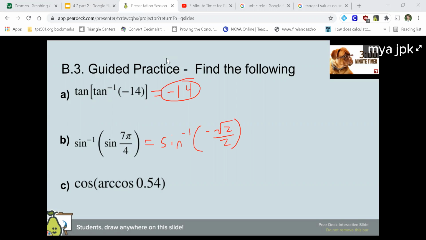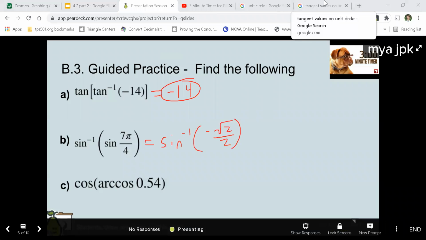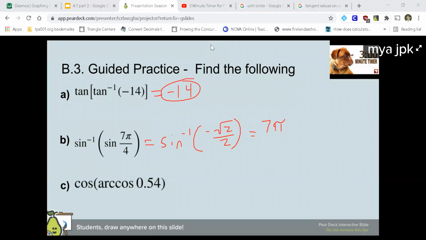And then if I want to find what angle produces that y value, well, it is 7 pi over 4, but again, that's not in the range. To get it in the range, we just subtract 2 pi from it, which would be negative pi over 4.